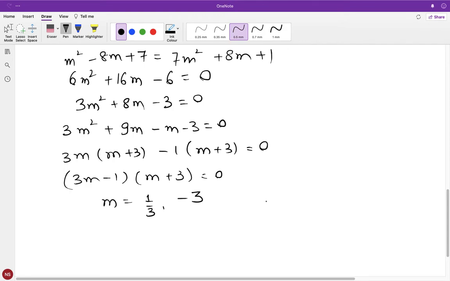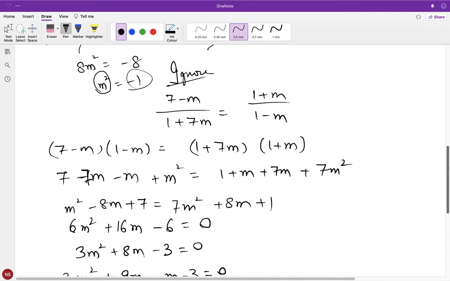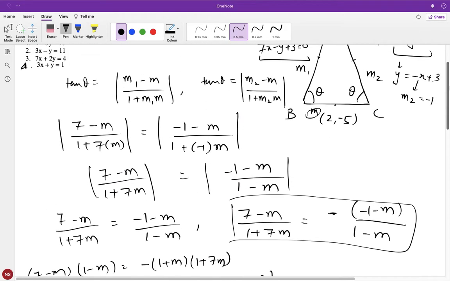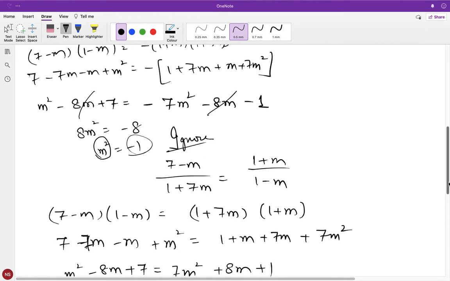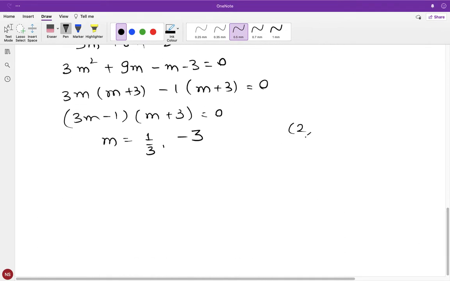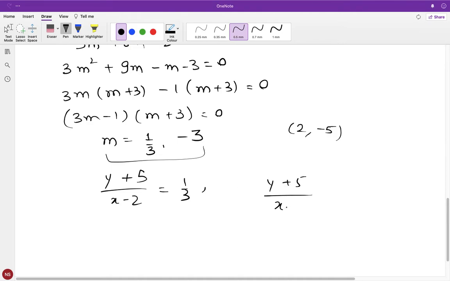So m is 1 by 3 comma minus 3. So there are two possible solutions for this, right? I have an equation which passes through the point 2 comma minus 5 and which has either two solutions. First, the slope. So equation for the line should be y plus 5 by x minus 2 is equals to 1 by 3, or y plus 5 by x minus 2 is 1 by 3.